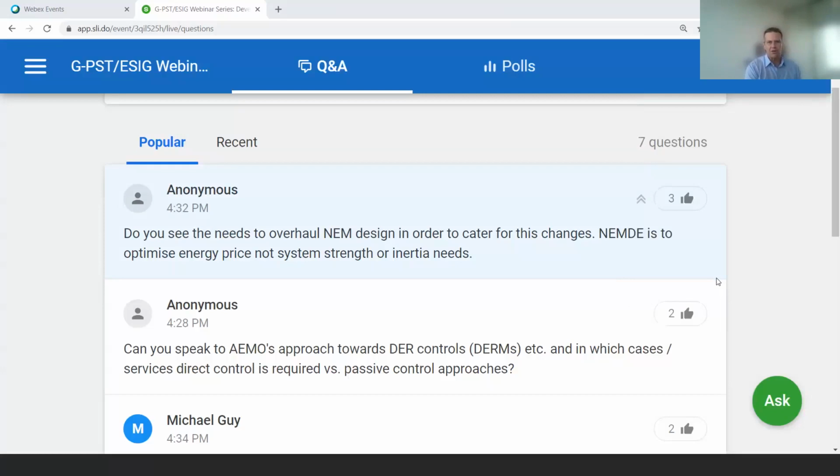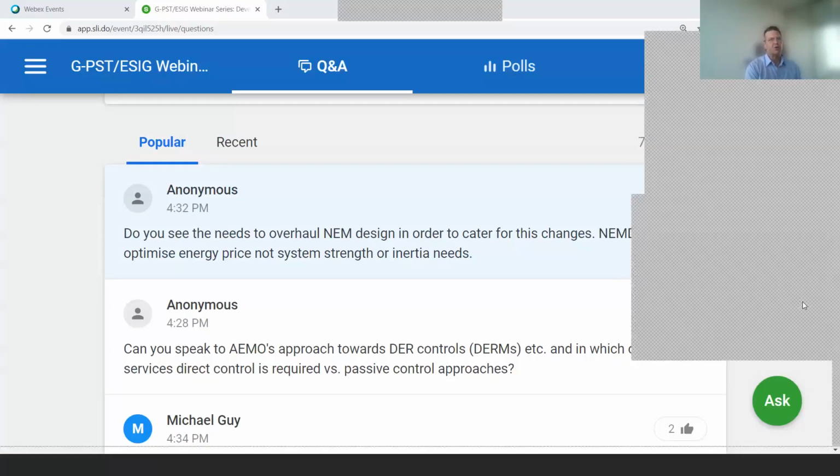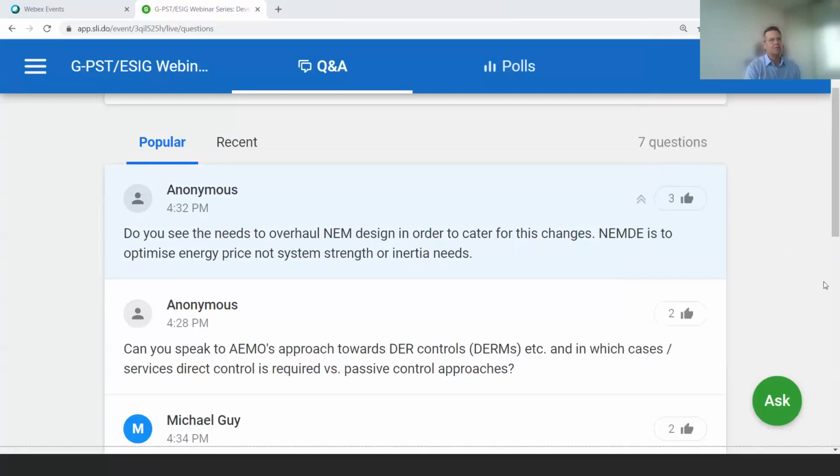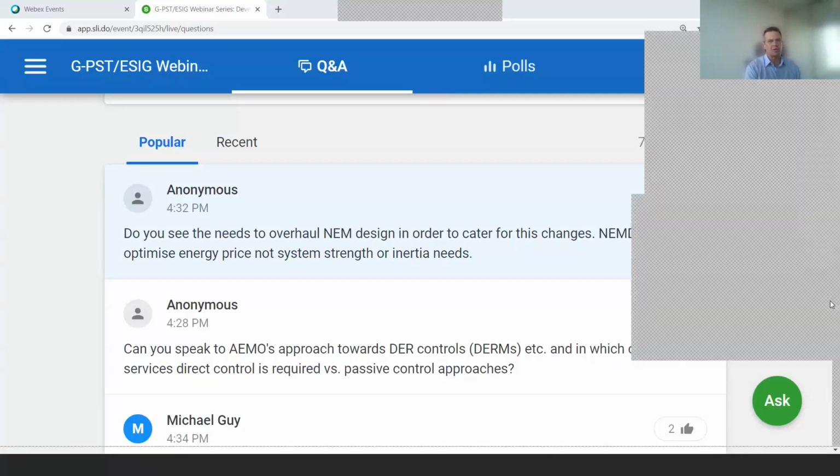And the slide I showed earlier with challenges to system strength, frequency control, as well as the variability and uncertainty that will impact our dispatch, are all going to be things that we will need to have the right services in place for as we continue to increase renewable penetration.